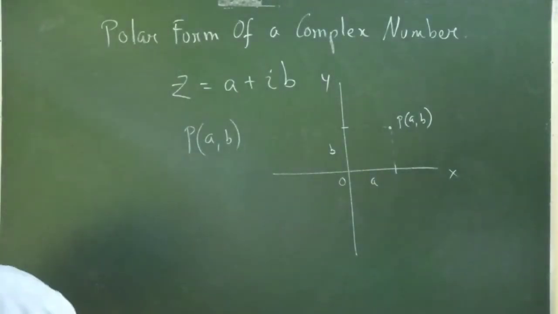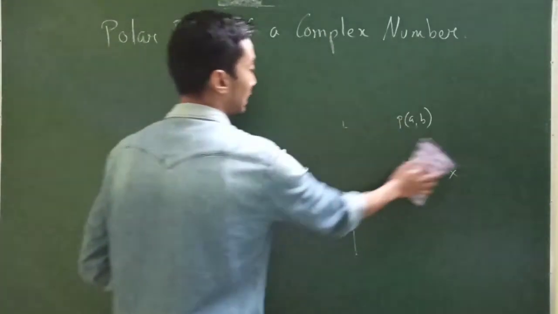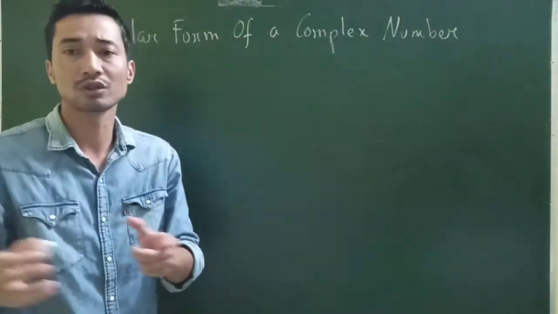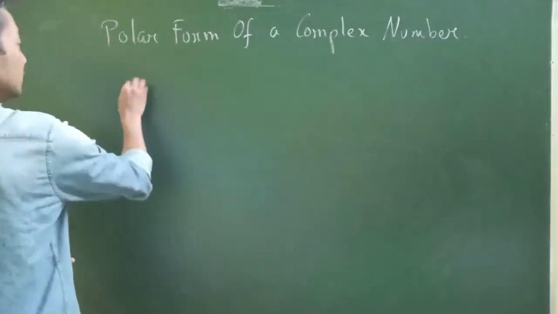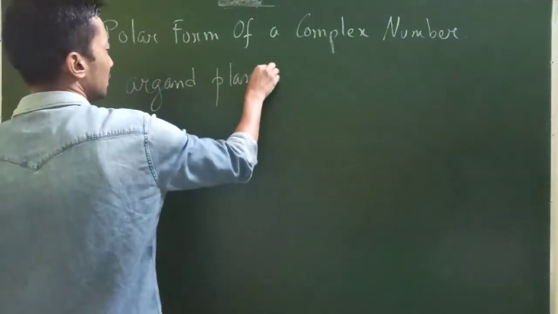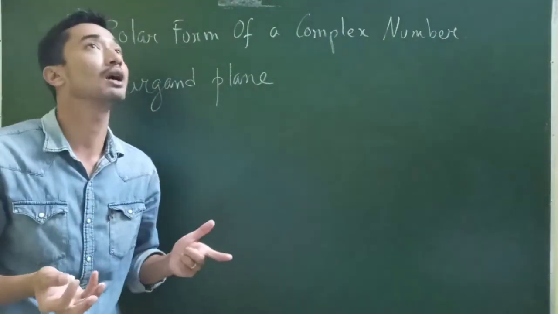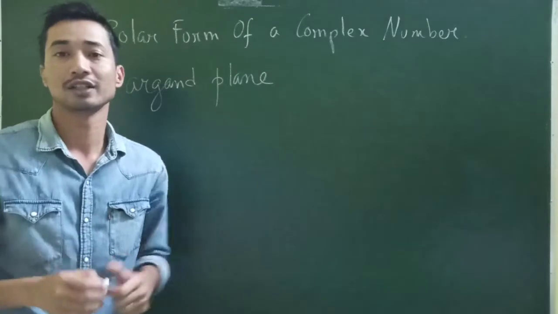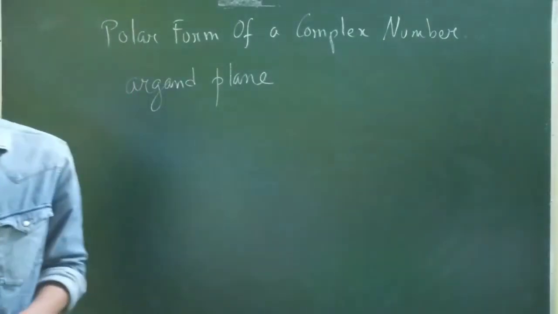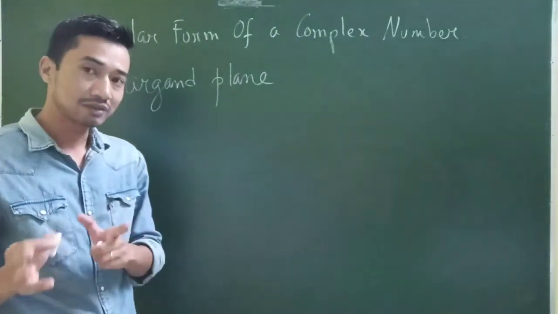But in order to plot a complex number, we need a special type of coordinate system, which we do not call a normal coordinate plane. We call it the Argand plane. We have different pronunciations, so we say Argand plane. Something like that.